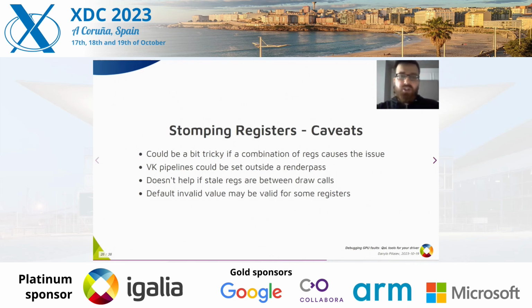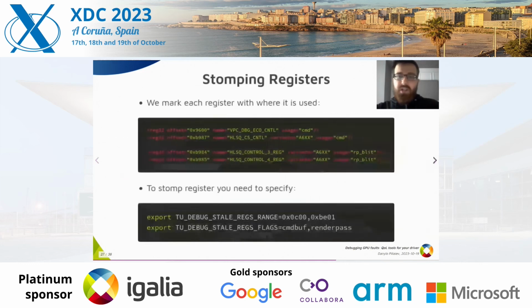Okay, how it looks in practice for Turnip. We mark each register with where it is used. In Turnip, we divided it into two categories: the ones used outside the render passes and blits, and the ones that are used inside of them. To stomp registers, you need to specify the range of registers to stomp, which is necessary for bisection, and which register categories to stomp. Then you launch the application with these options and look out for any failures. We also use it in CI on a fractional CTS run.